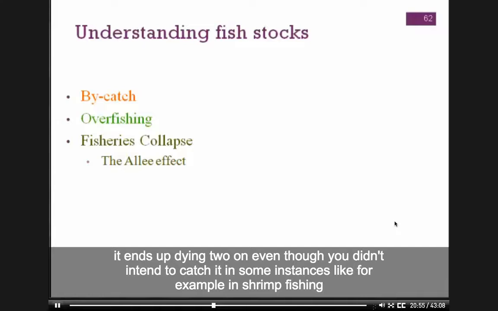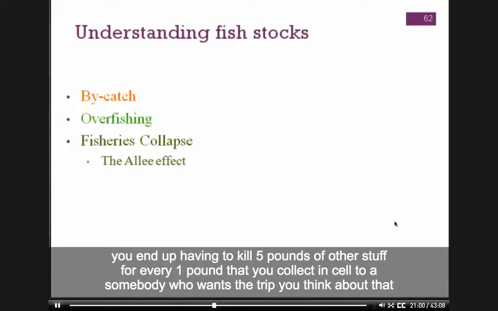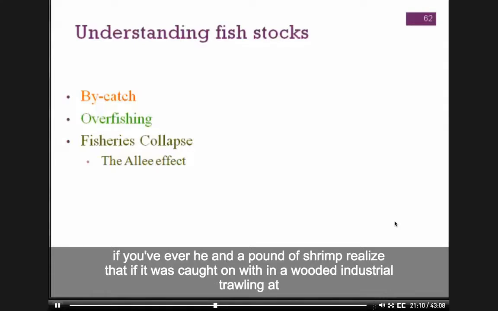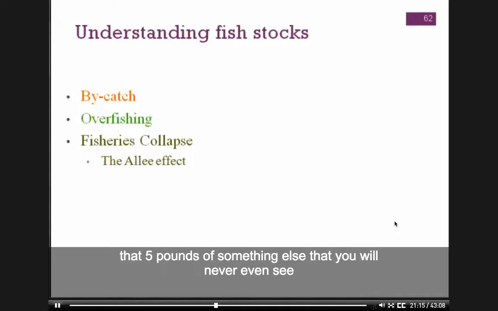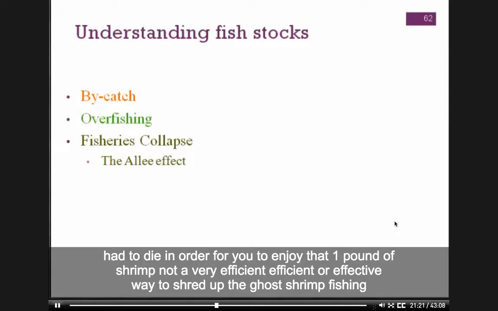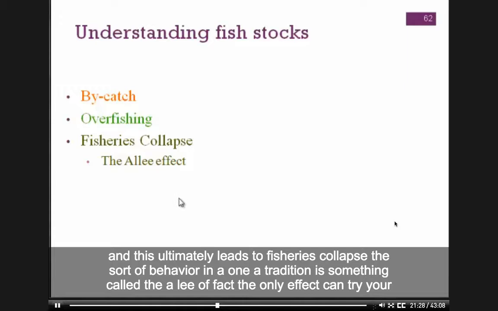In some instances, like for example in shrimp fishing, you end up having to kill 5 pounds of other stuff for every 1 pound that you collect and sell to somebody who wants to eat shrimp. Now, you think about that. If you've ever eaten a pound of shrimp, realize that if it was caught with an industrial trawling net, that 5 pounds of something else that you will never even see had to die in order for you to enjoy that 1 pound of shrimp. Not a very efficient or effective way to go shrimp fishing. And this ultimately leads to fisheries collapse, this sort of behavior.